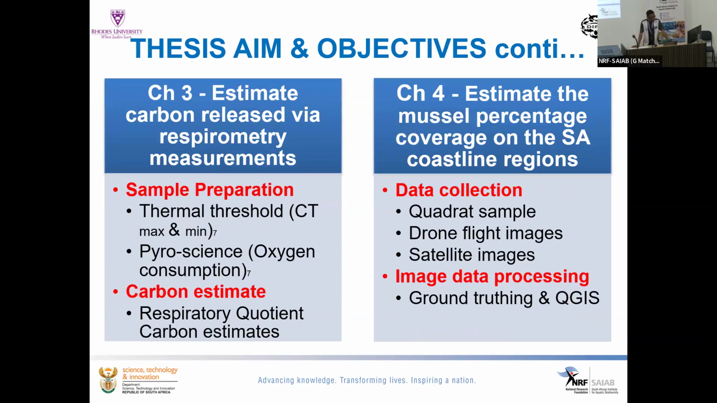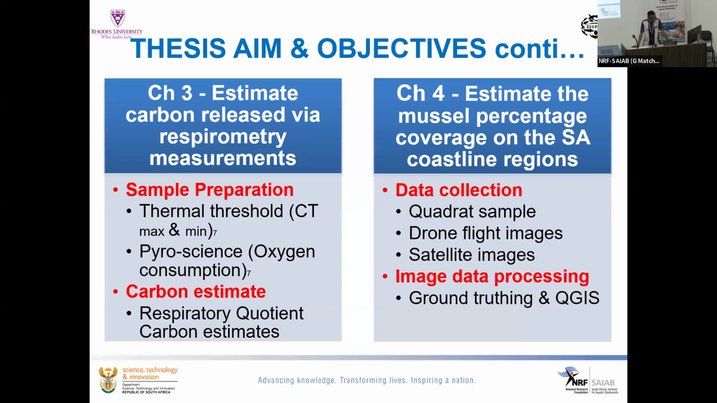Carbon will also be estimated from respiratory measurements. Samples will be collected from the field and acclimatized according to their natural conditions. Thermal thresholds will be estimated for both species, for both CT min and CT max. And a respirometry system will be used to estimate the oxygen consumption for both species. And then we also need to estimate the carbon released by means of respiratory measurements.